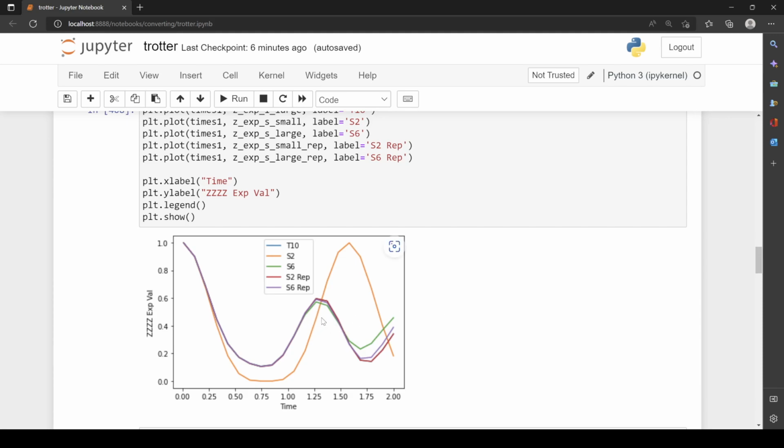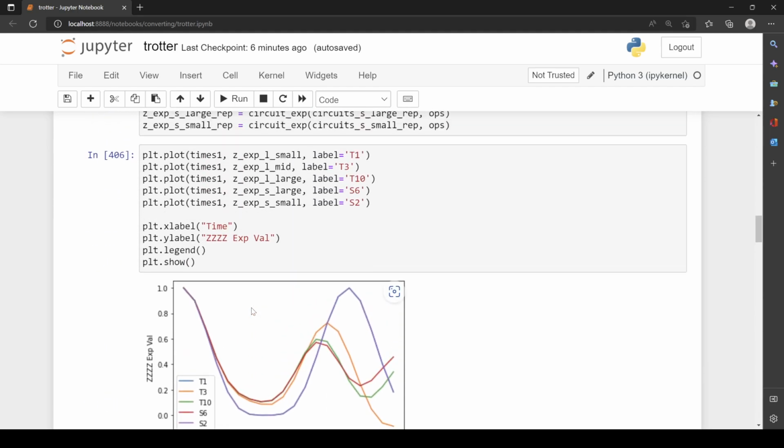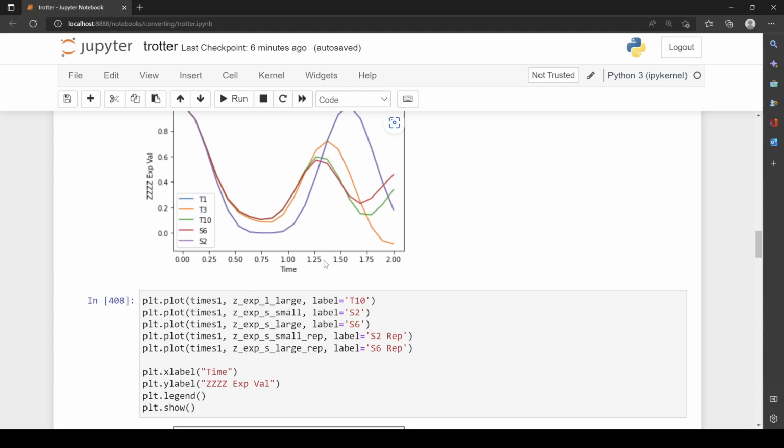But you can see that Suzuki Trotter allows for fewer repetitions. You'll have to actually investigate the number of gates. I don't remember how it scales exactly, but I encourage you to play around with this some more.